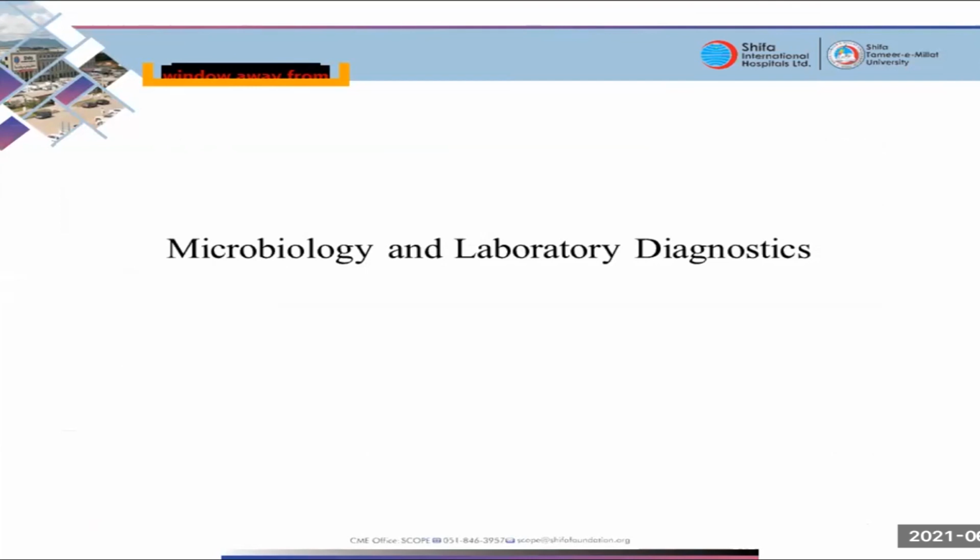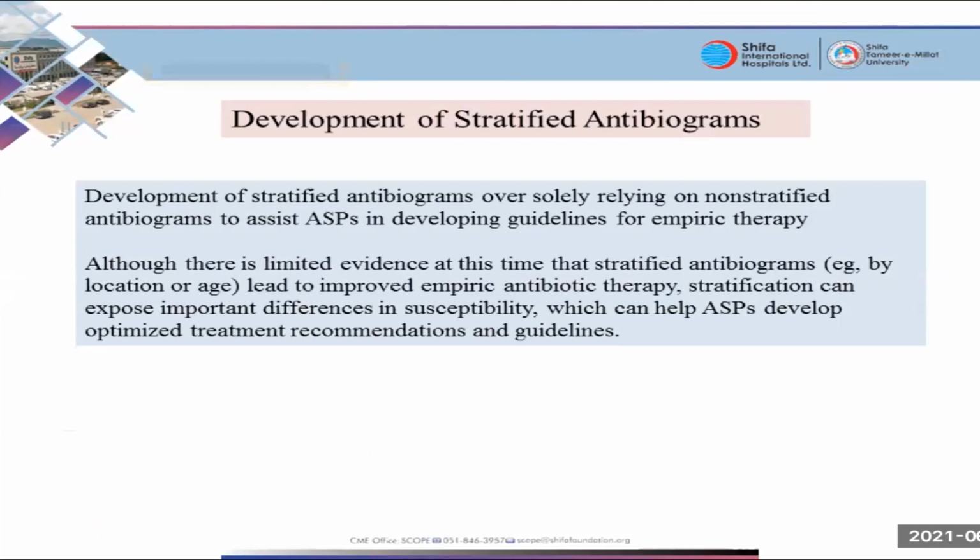Now, I've already mentioned that the microbiology department plays a very important role, just like the pharmacy department. So microbiology and lab also have to work in collaboration. The first strategy is to develop a stratified antibiogram. Antibiograms show your local susceptibility patterns, but if they're stratified by location or by age, it can lead to improved empiric therapy. And it can also help in making optimized treatment guidelines.